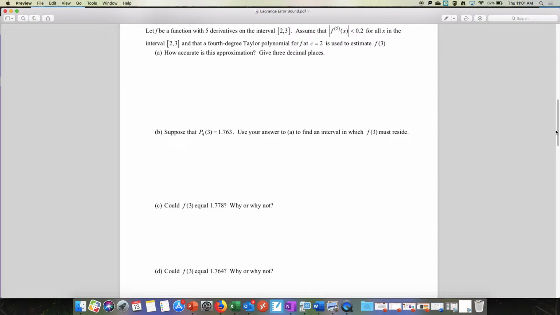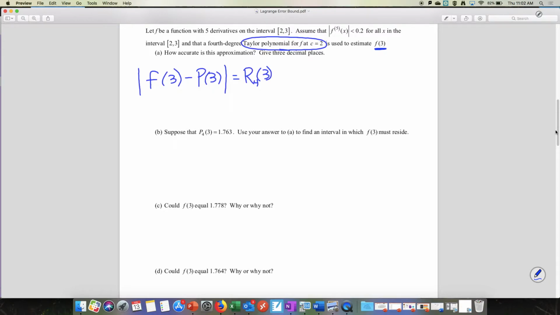Okay, so first of all, that's a lot of words. We have a Taylor polynomial centered at c equals 2, but we're using it to approximate f of 3. So the difference between our function value at 3 and our polynomial at 3 is going to be our remainder at 3. Now, we have a 4th degree polynomial that we were working with.